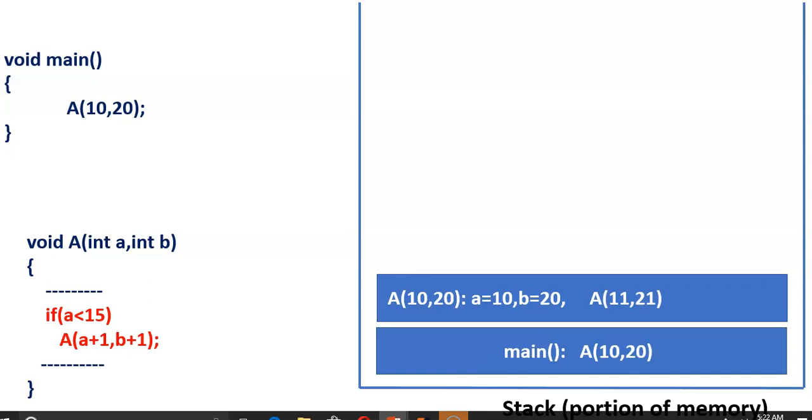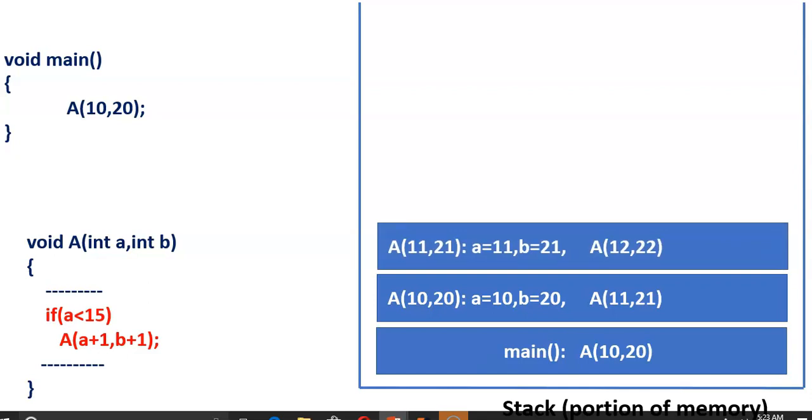Now a function is called with values 10 and 20. Then two local variables are created and allotted memory, with a equal to 10 and b equal to 20. In the a function, it checks the a value. If a is less than 15, then it calls a function again with values a plus 1 and b plus 1. Here a is 10, that means 10 is less than 15. That's why it will call a function again with values 10 plus 1, 20 plus 1, that means a of 11 comma 21. That means again a function is called.